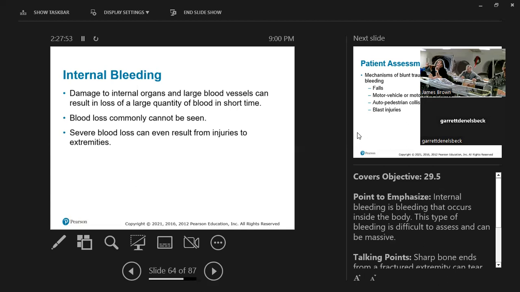But really, it's more or less looking at the mechanism of injury and thinking, hey, I need to be aware that this can cause internal bleeding. Does that make sense?